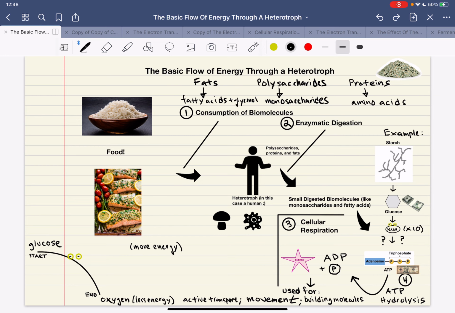To briefly summarize what occurred during the first 3 stages, we took glucose, a small digested biomolecule, and through a series of chemical reactions, which are in reality quite complex, we use enzymes to break down glucose by a chemical reaction called oxidation. In this process, we stripped or removed pairs of electrons from glucose as we broke it down.